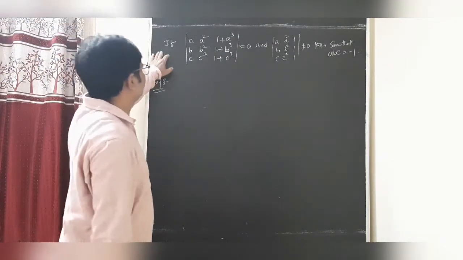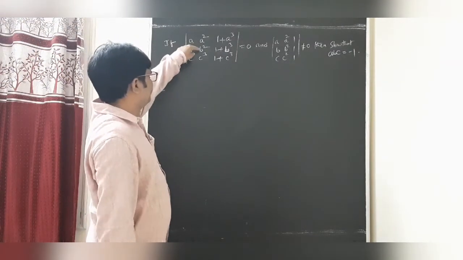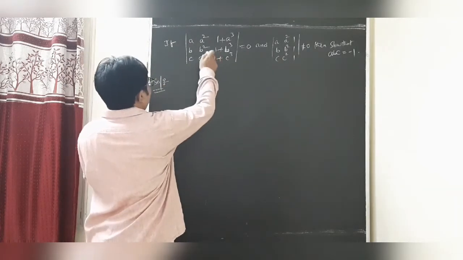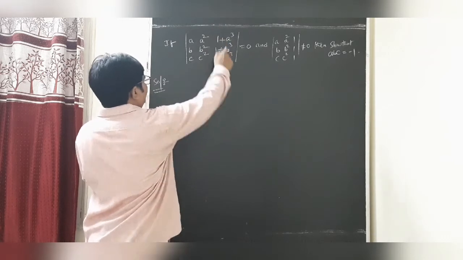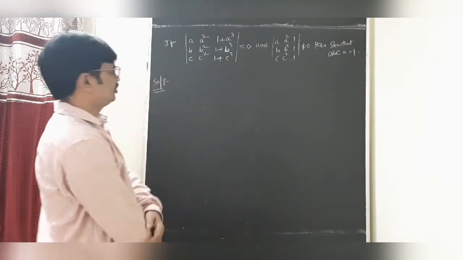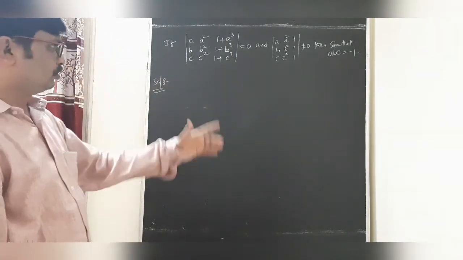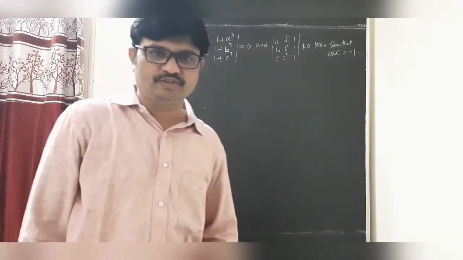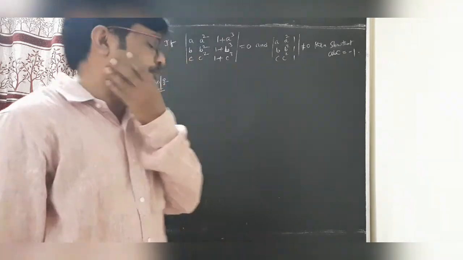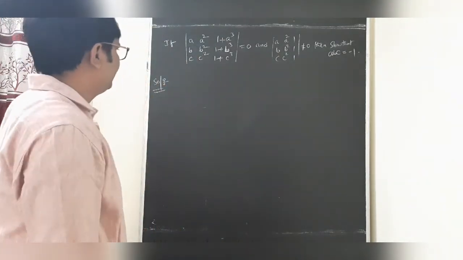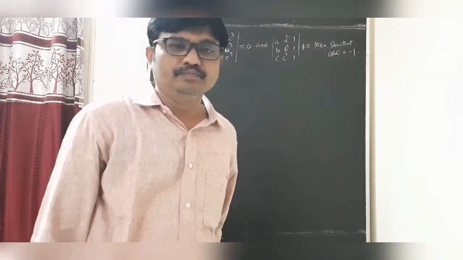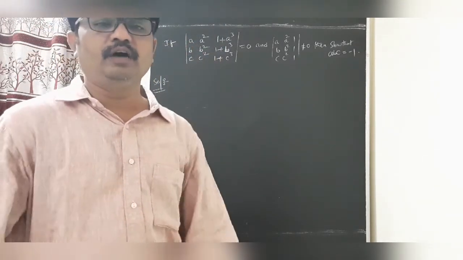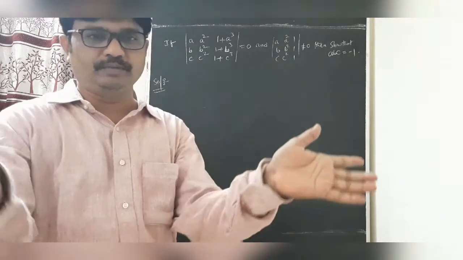So, students, if a, b, c with a square, b square, c square, and 1 plus a cube, 1 plus b cube, 1 plus c cube, the determinant equals 0, then abc equals minus 1. Students, I already explained this in the properties. We observe the third column is the sum of two terms. Now this one expands into two determinants.